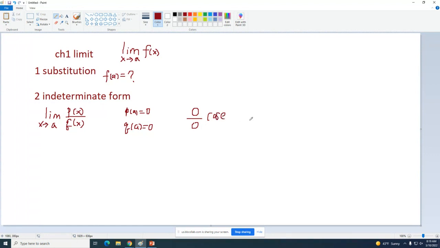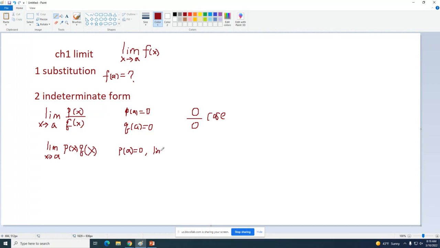All right, this is not the only type of indeterminate case. There are also other situations. For example, instead of division, you may have multiplication. So for example, you have the limit of p of x multiplied by q of x, as x is approaching a. And as a result, maybe p of a is somehow equal to 0.